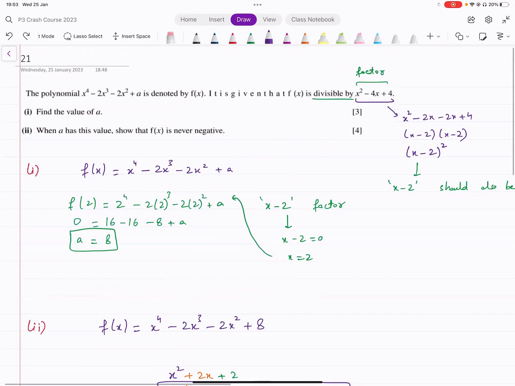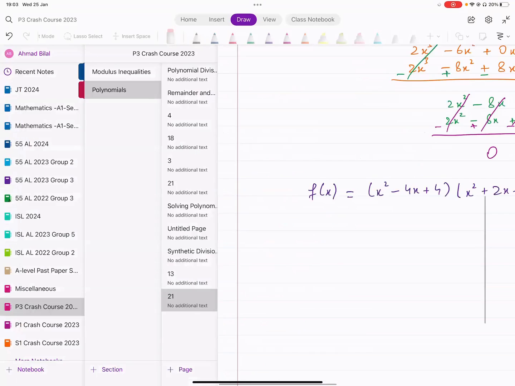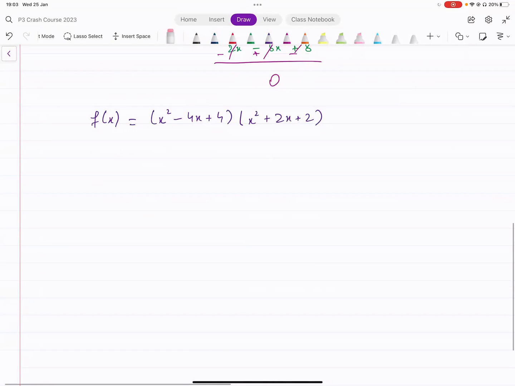Now, what we have to do is show that this f of x is never negative. We have to show that this is never negative. How do we do this? We look at each of these functions separately and think about what they look like.